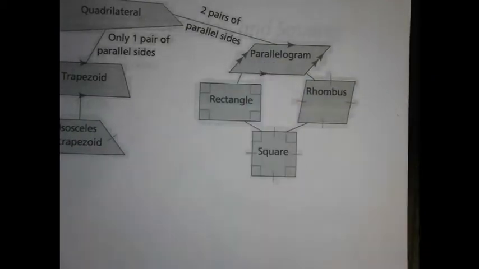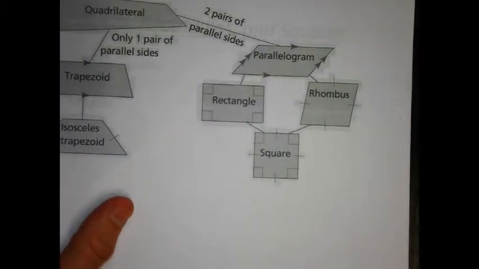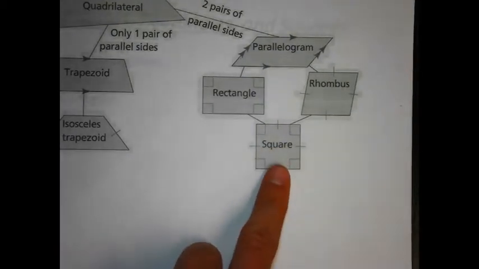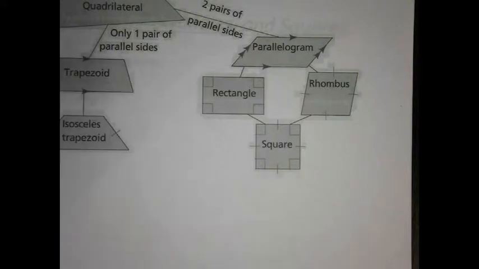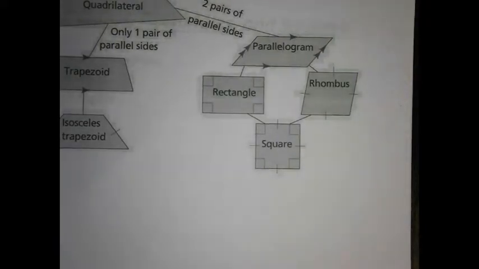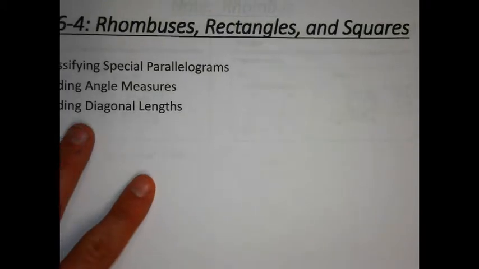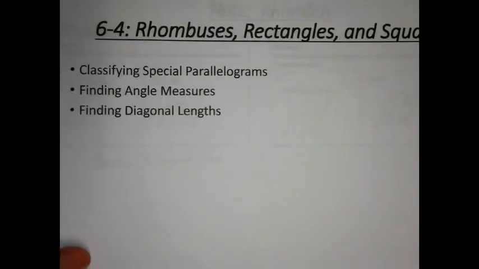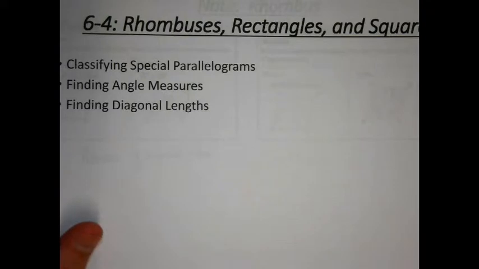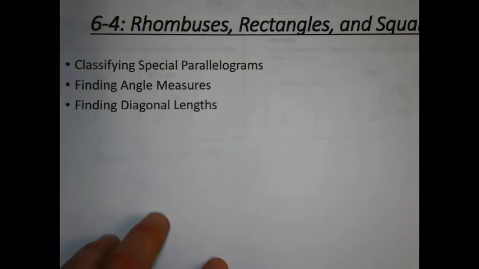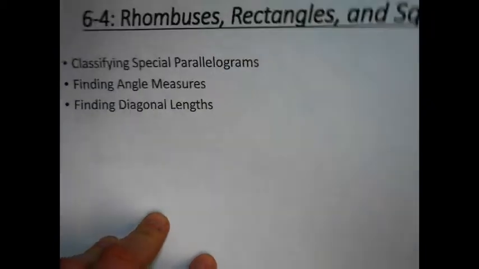And so we have all these different types, right? And you can see here in the chart, the most specific thing we have is a square. But anyway, they're all types of parallelograms. We're going to jump right into that. So the lesson on rhombuses, rectangles, and squares, we're going to discuss classifying special parallelograms, which is what these are. We're going to find angle measures, which means algebra, and finding diagonal lengths, which means more algebra. But let's jump into some notes.